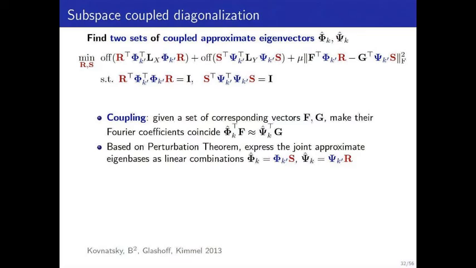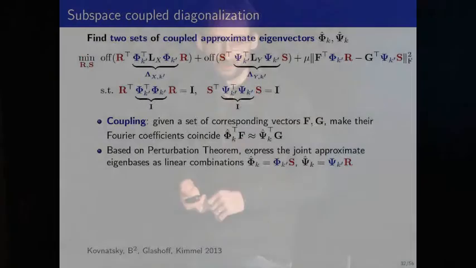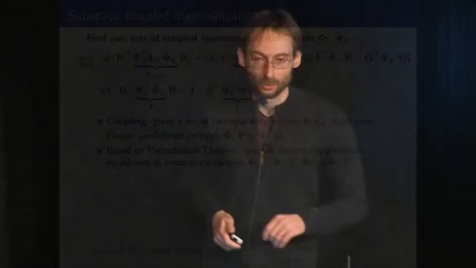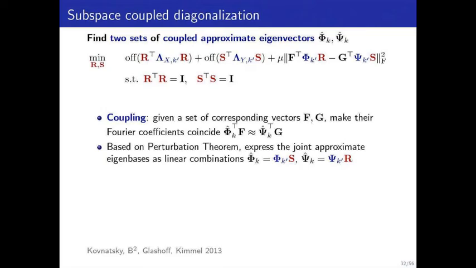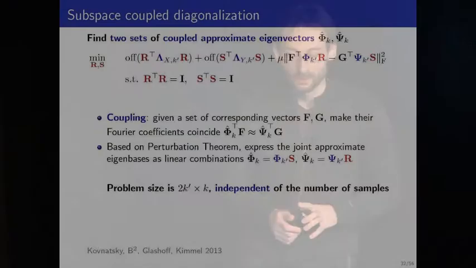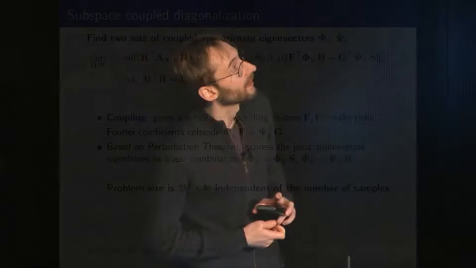If I plug this representation into our coupled diagonalization problem, a lot of things cancel out. For example, phi transpose L phi is the diagonal matrix of eigenvalues of the first Laplacian, and the same holds for the second Laplacian, and phi transpose phi equals the identity, because it's an orthonormal basis. So we are left with this problem. Here you can note that the Laplacian doesn't appear explicitly. Also, the problem size, which is probably one of the most important features, is independent of the number of samples. Our variables are the matrices R and S, which are orthonormal. The constraint that we got after things canceled out tells us that these are rotation matrices.